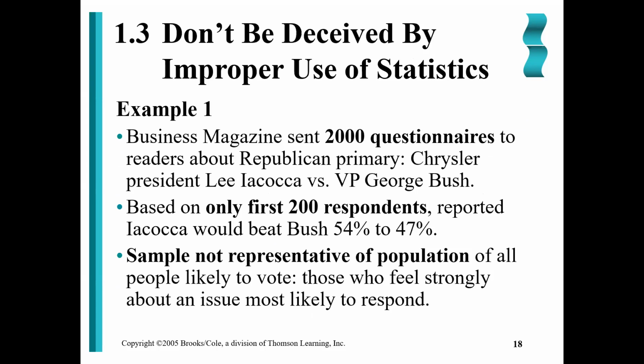Here's a business magazine sending out 2,000 questionnaires to their readers, right? This is back in the year 2000, and again, this was 20 years ago. So many of you were little ones, maybe not even born yet. But anyway, there was a Republican primary. You know that George W. Bush became president in 2000, but he did have some opposition in the Republican primary, and one person who opposed him was the president of Chrysler Corporation, the car company. His name was Lee Iacocca.